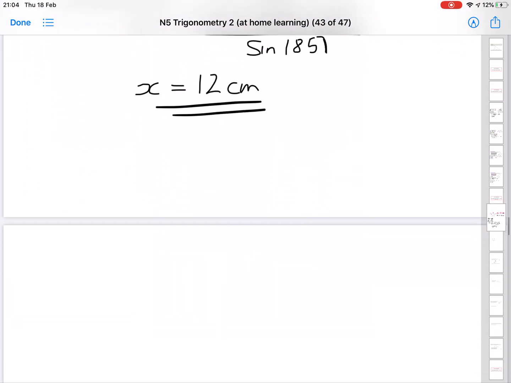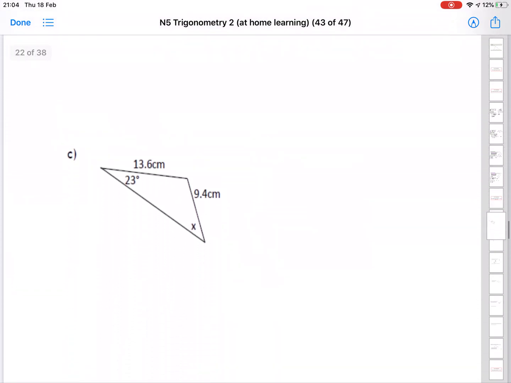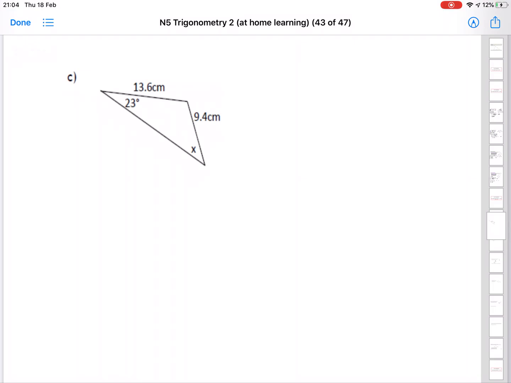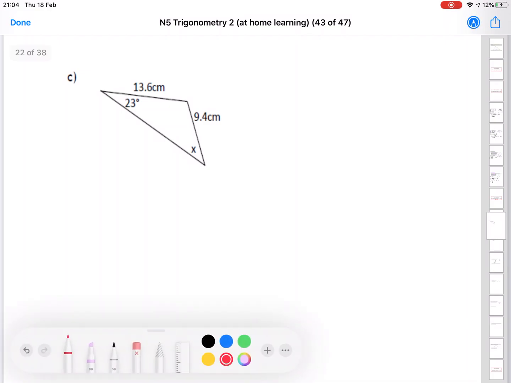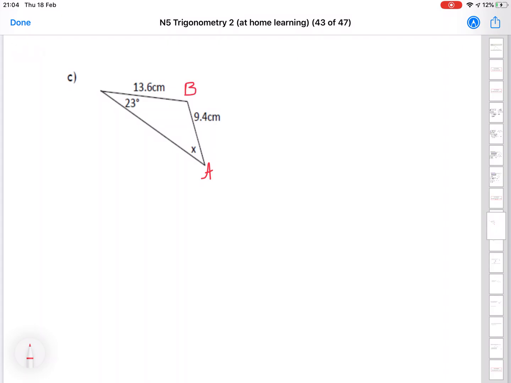Okay, let's move on and look at our next example. So example C. This time we are being asked to find an angle. So we're going to go through the same process again of deciding which rule to use. The first thing I'm going to do is label my triangle. Again, I'm just going to go for A, B and C. You can use any letters that you want to use.